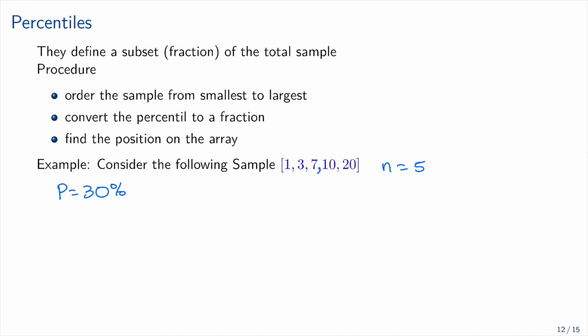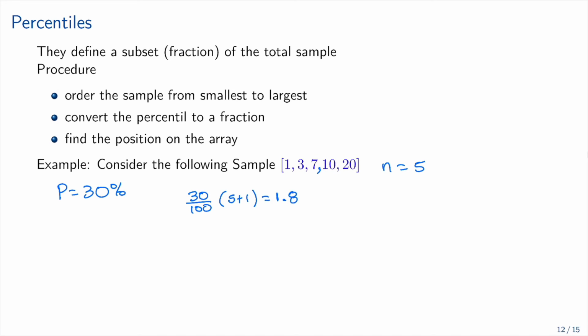So we proceed to convert the percentile to a fraction. That's going to be 30 divided by 100. And now we multiply by n plus 1. So we multiply by 5 plus 1, which is equal to 6, multiplied by 30 and divided by 100. That's going to be equal to 1.8.